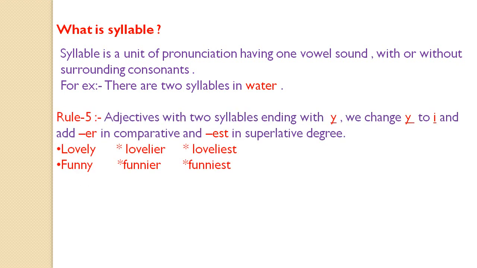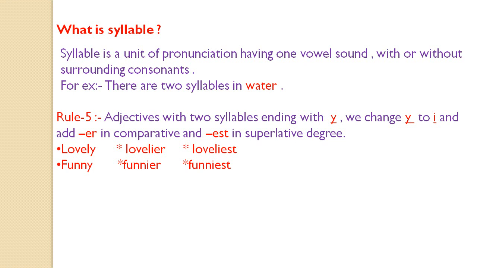In rule 5, we will see adjectives with two syllables ending with y. We change y to i and add er in the comparative degree and est in the superlative degree, such as lovely. When we speak it, lovely. So I have replaced the y in the comparative degree with i and added er and it became lovelier. And in the same way, I have made the changes in the superlative degree and the word became loveliest.